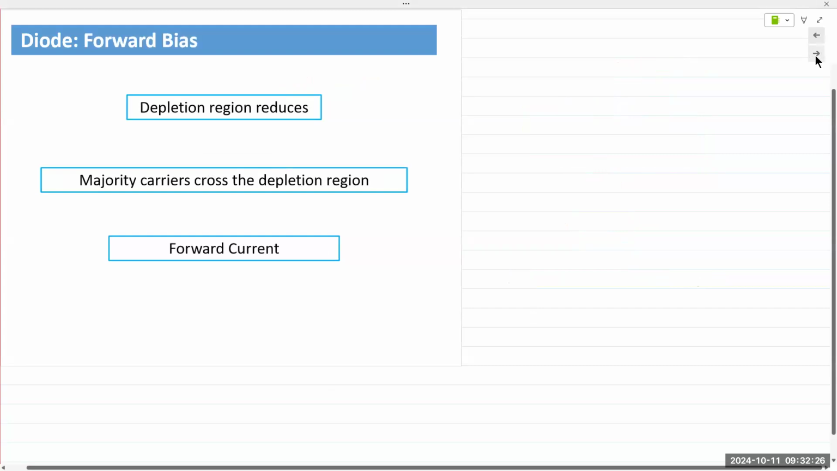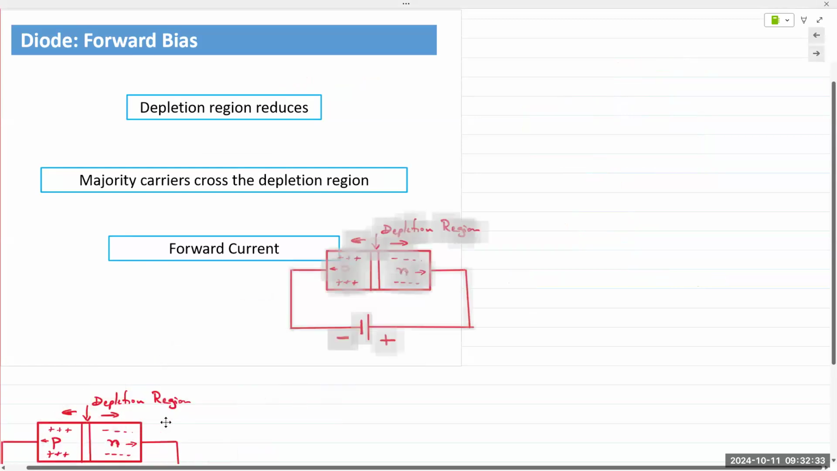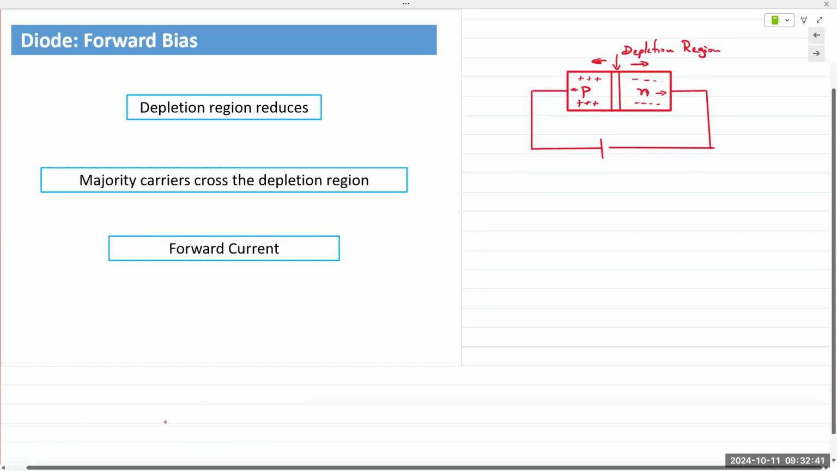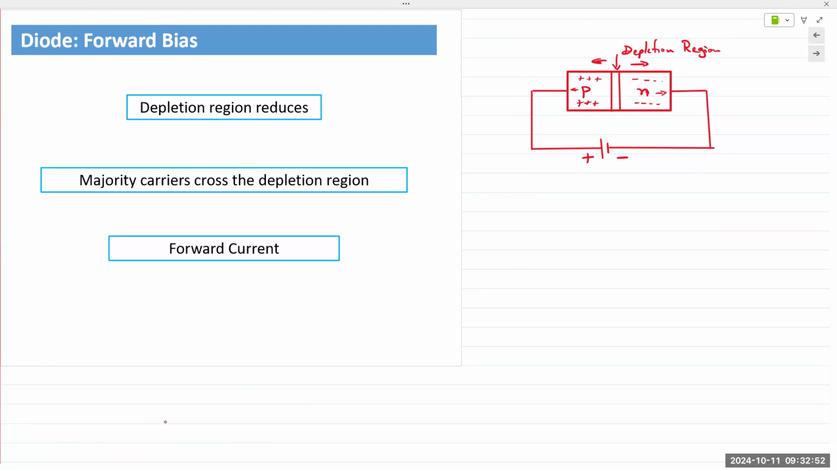So then let's look at what happens in forward bias. Same thing, but now you have the positive end of the voltage source connected to the p-type where there are holes, and the negative end connected to the n-type where there are electrons.